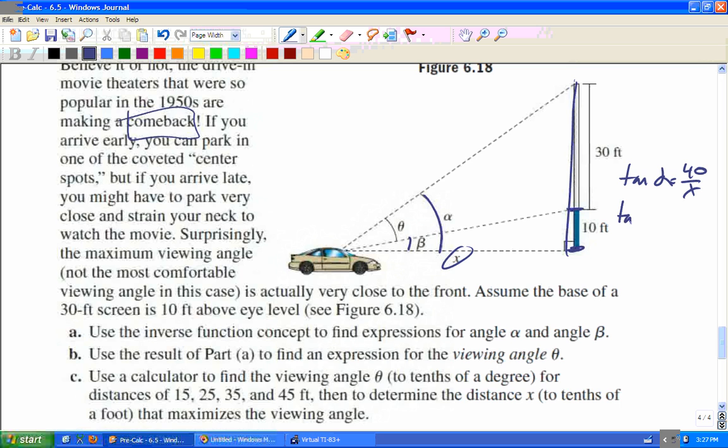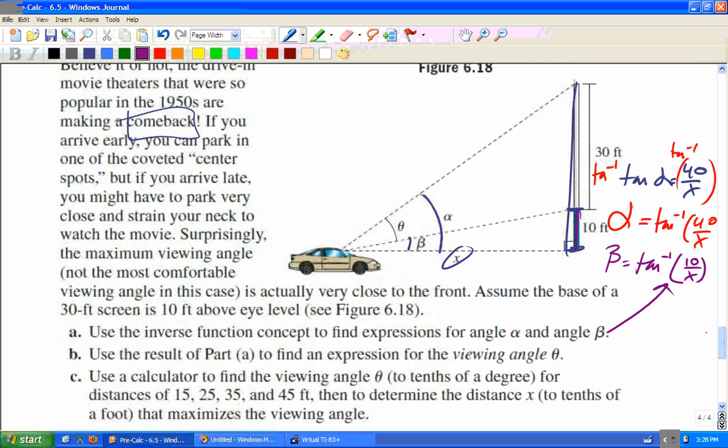Similarly, the tangent of beta equals, actually let's do this one through to completion. We're looking for an expression of alpha in terms of x. Right now we've got tangent alpha, so we're going to take the tangent inverse of both sides. When we take the tangent inverse of the tangent of alpha, we're just left with alpha equals the tangent inverse of 40 over x. In a similar manner, you can generate the fact that beta will equal the tangent inverse of 10 over x. The only difference is the opposite height just being 10. So those are our answers for part A.